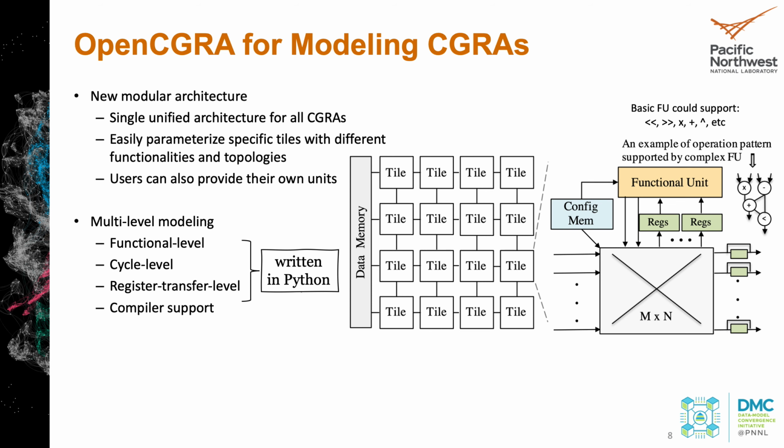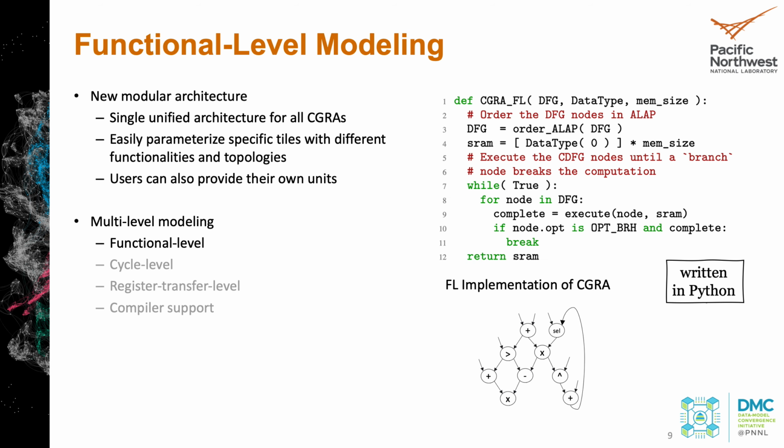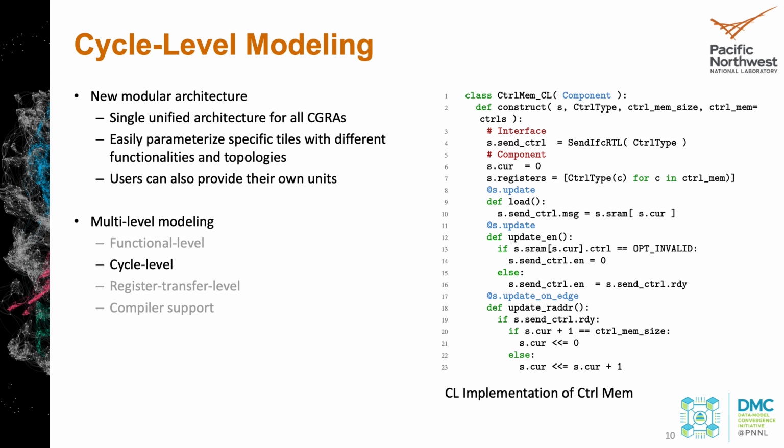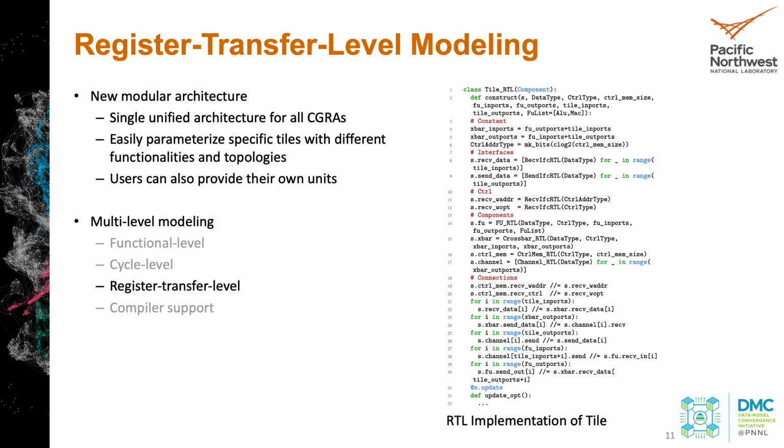So all the models at different abstract levels are implemented in Python. So a functional level model just executes every node in the data flow graph one by one until the final branch operation is valid and reached. On the other hand, the cycle level and register transfer level modeling should provide more detailed structural and behavioral information. So in this way, the synthesizable Verilog can be generated finally.